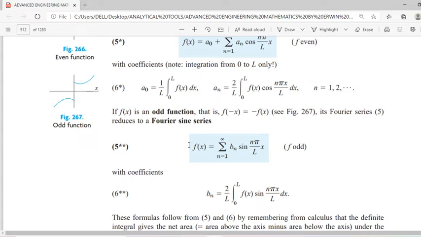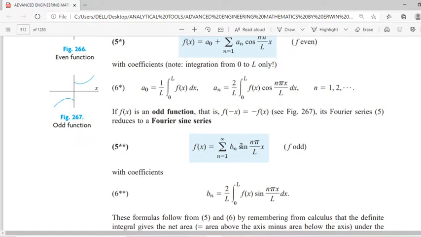In that case, we will have the Fourier sine series. Since the integration is from minus L to L, the a0 term will be 0 because this is an odd function. Moreover, cos is an even function and f of x is an odd function, so the product will be odd, and an will be 0.